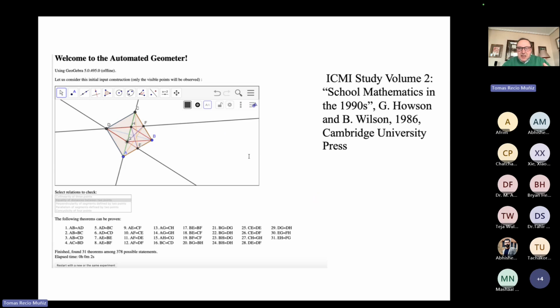This is even more relevant here. This is a typical construction, a typical problem of this book. ICMI is the International Commission on Mathematical Instruction, and in the 90s, some people from England wrote a very classical book in math education, called School Mathematics, and they asked the following question.